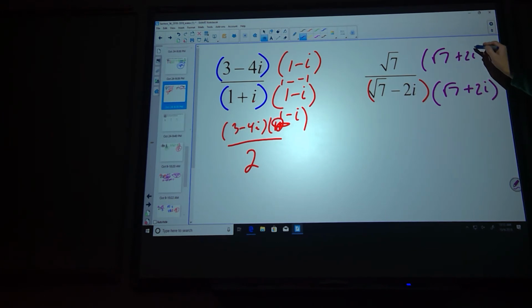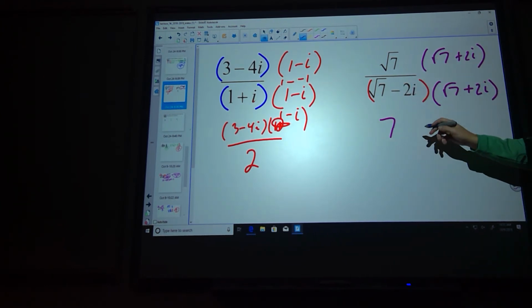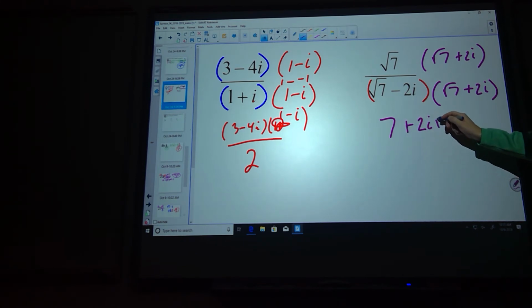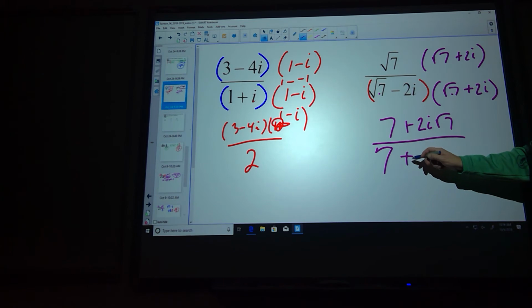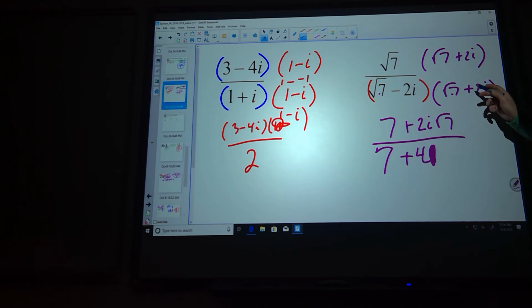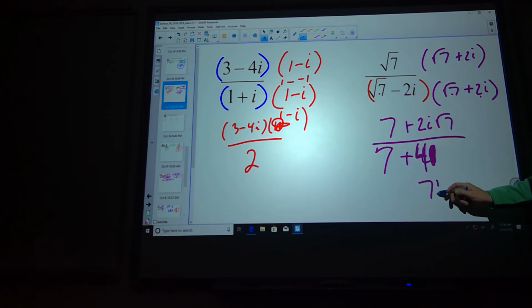Quality good. All right. Everyone agree with that so far? Let's do a little math. Root 7 times root 7 is 7. Root 7 times that is going to give me 2i root 7. That's on top. On bottom, I get root 7 times root 7 is 7. The middle terms cancel out. Minus 4i squared, so plus 4. There's no i there because negative 4i squared is positive 4. So that's supposed to be a 4. My goodness. 7 plus 2i root 7 over 11.